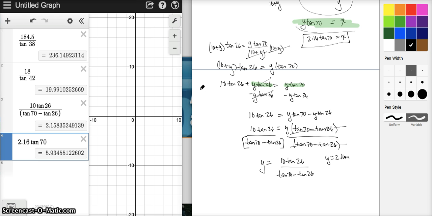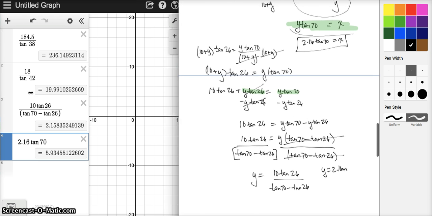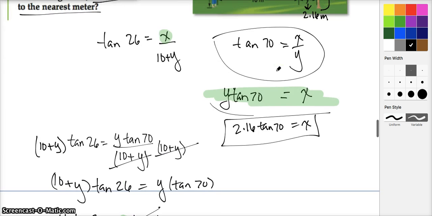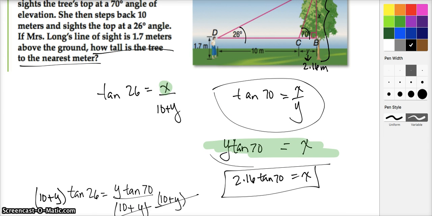Let's go back over here. So x is equal to 5.93. You see we did that. x is equal to 5.93. So 5.93 is the value of x. But we are not done.